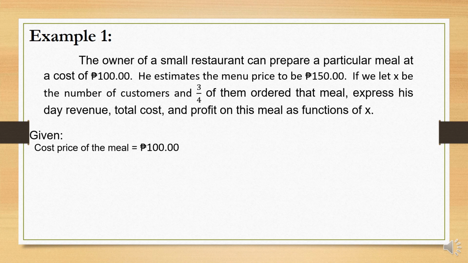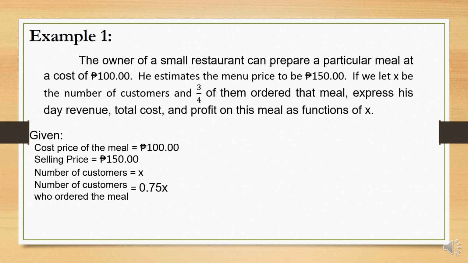Given, cost price of the meal is 100 pesos. Selling price is 150 pesos. Number of customers, let X. Number of customers who ordered the meal, since there are 3/4 of the number of customers who ordered that meal, therefore we can also convert this in decimal form. So 3/4 is equivalent to 0.75. Therefore, 0.75x is the number of customers who ordered the meal.